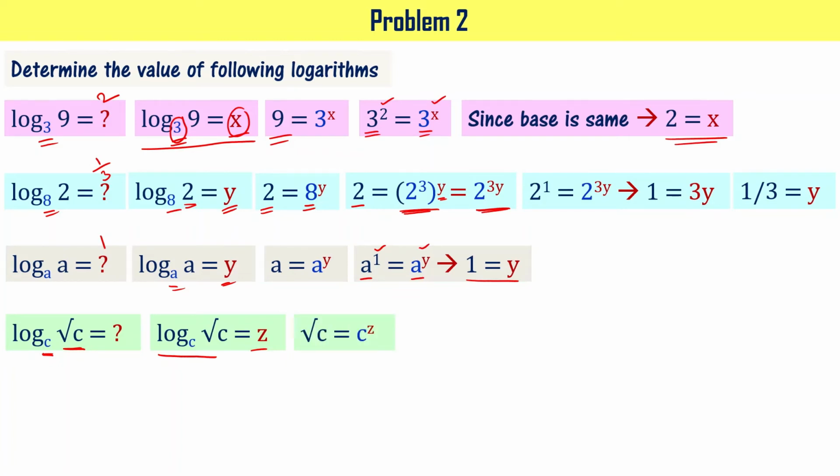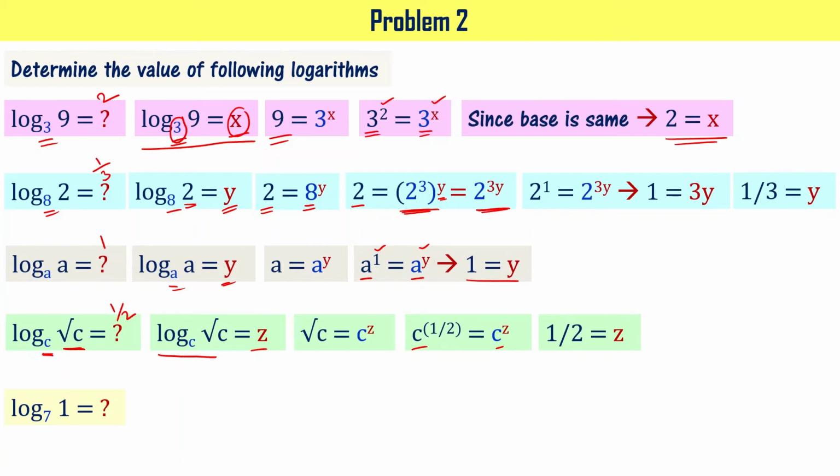I can write root c as c power half, right? That is equal to c power z. Now, since the base c is the same, I can equate the powers, half equal to z, right? So to answer the question, I can say log of root c to the base c equal to half.